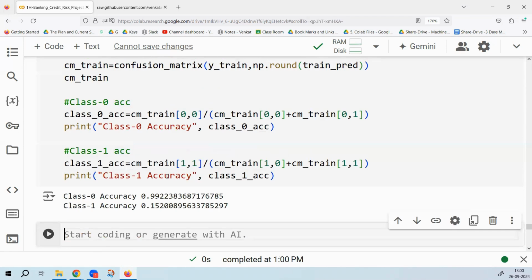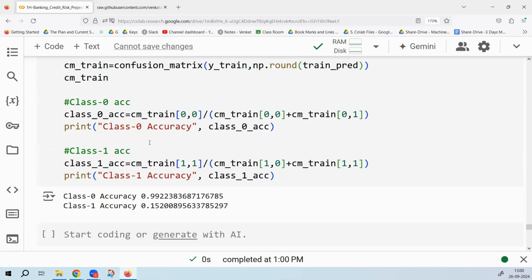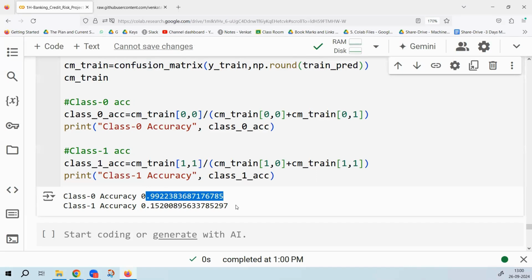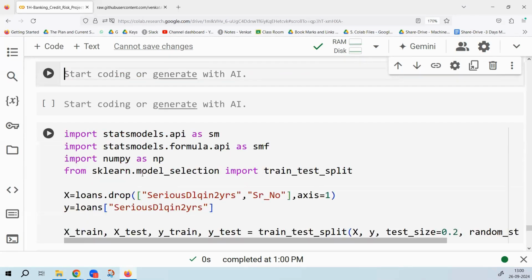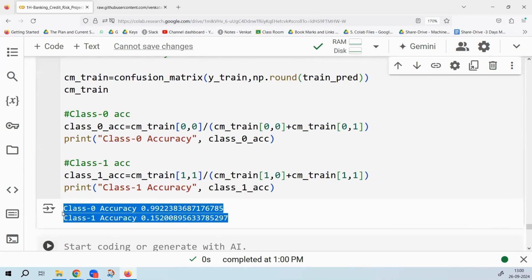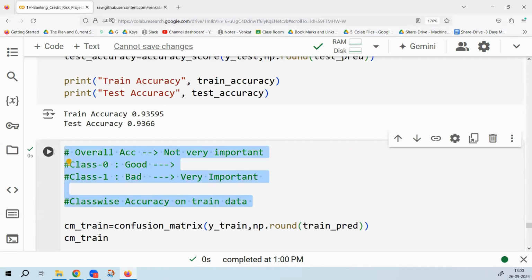Now tell me, what is the class 0 accuracy of your model? Overall accuracy is 93%. Very good, no doubt. Class 0 accuracy is 99%. Very good, no doubt. What is class 1 accuracy? 15%. What really matters to you? Is it class 0 accuracy, class 1 accuracy, or overall accuracy? Class 1 accuracy. So this is our discussion with the client.